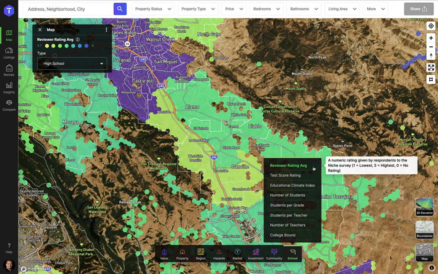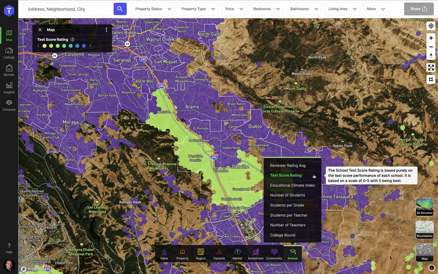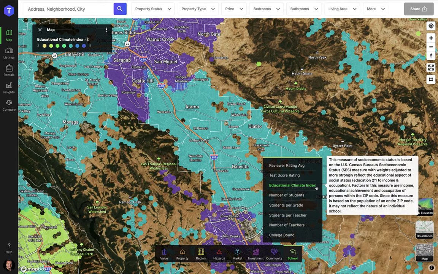The Reviewer Rating Average layer shows the average rating of the school based on online reviews. The Test Score Rating layer is based on the standardized test scores of the school. The Educational Climate Index layer is a national measure of socioeconomic status.